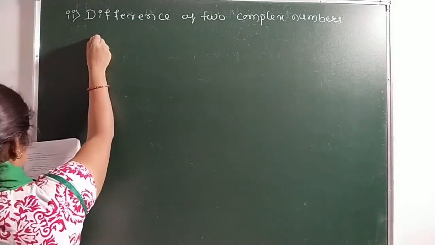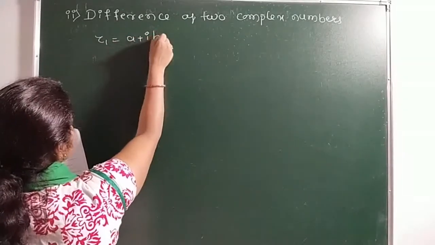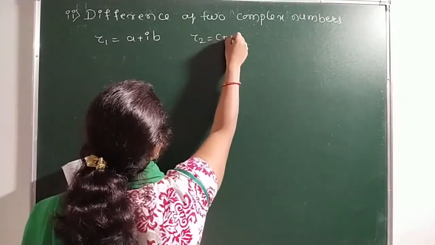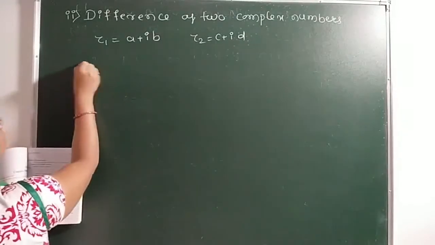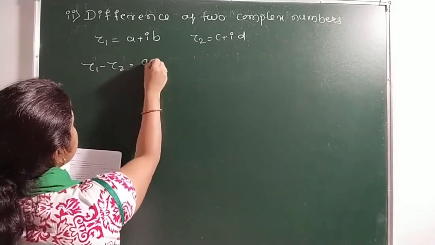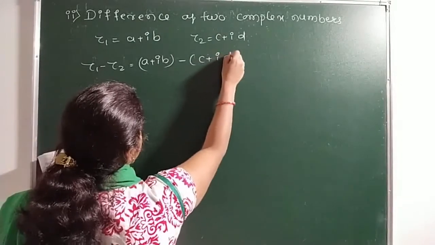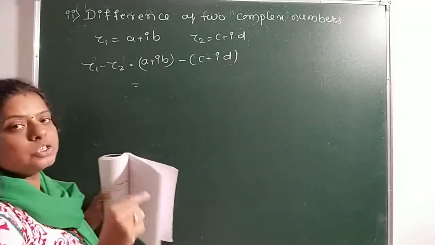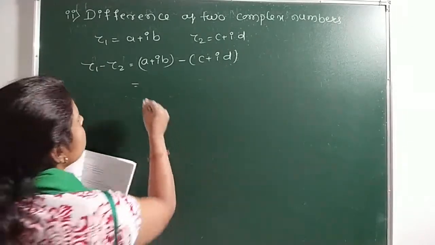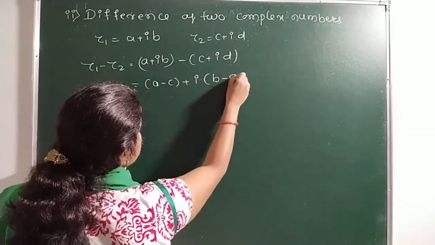That is, if we consider the complex forms z1 is equal to a plus ib and z2 is equal to c plus id, if we subtract these two, it is nothing but the difference of these two complex numbers, a plus ib minus c plus id. For this, here also we have to subtract the real part from the real part and the imaginary part from the imaginary part. A minus c plus i b minus d.